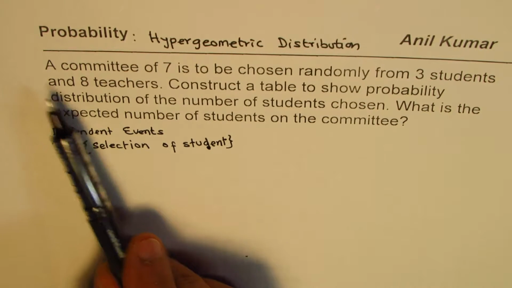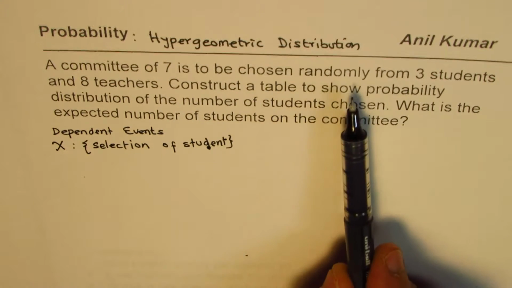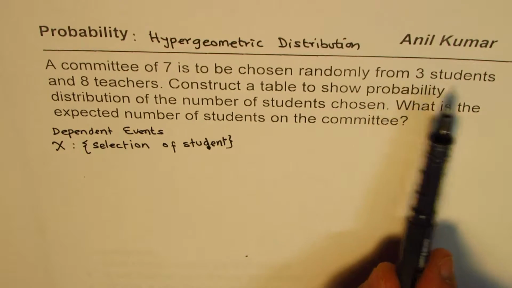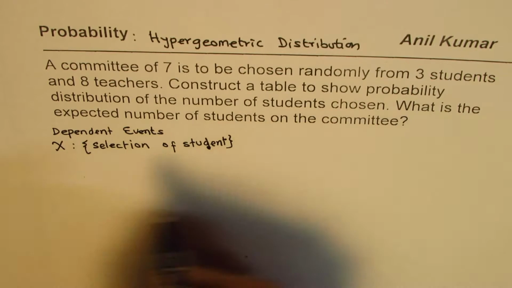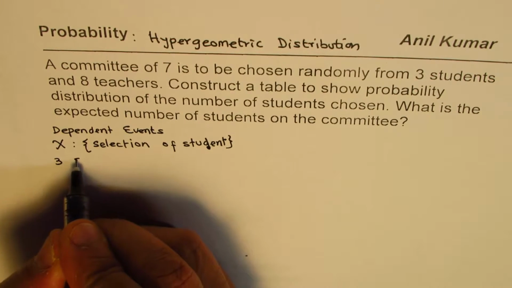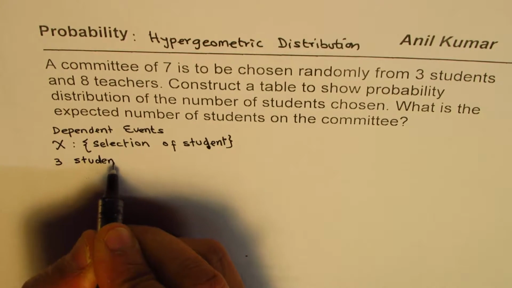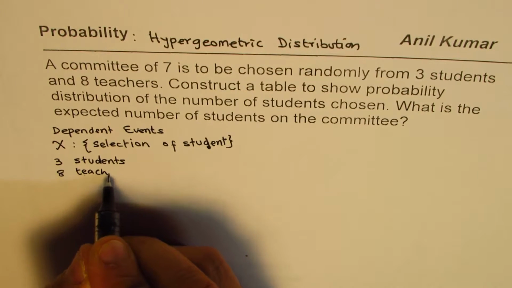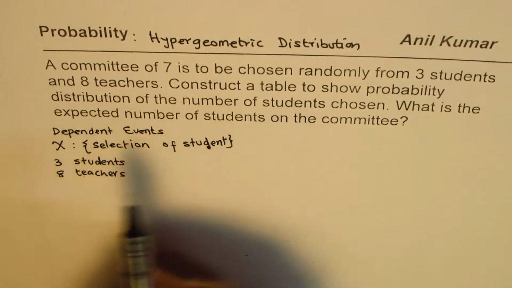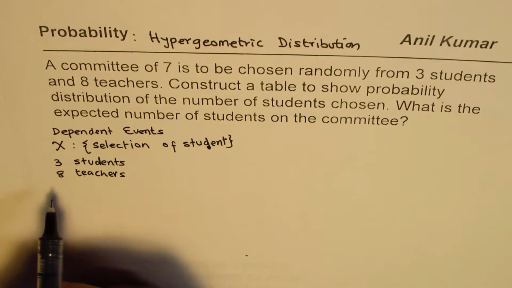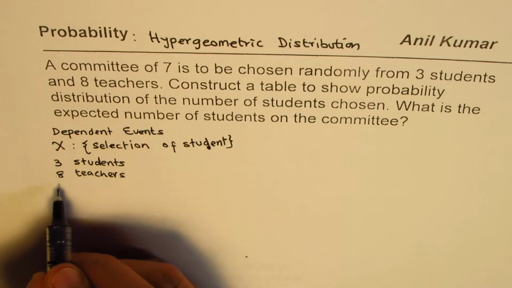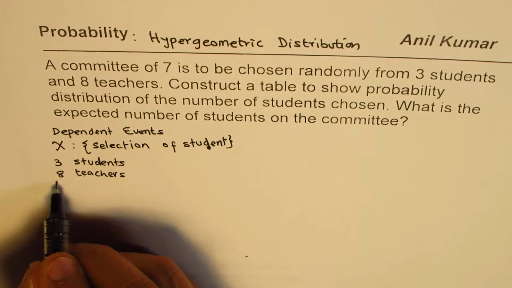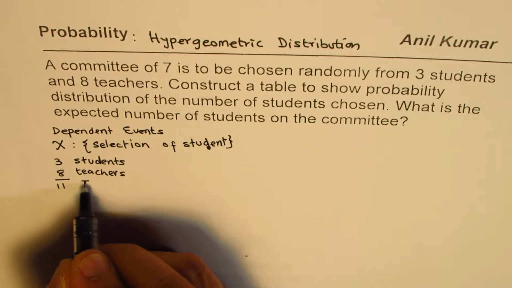Now, a committee of 7 is to be chosen randomly from 3 students and 8 teachers. So we have 3 students, 8 teachers. So in all, we have 11, right? And a committee of 7 is being selected. So 11 is the total number.